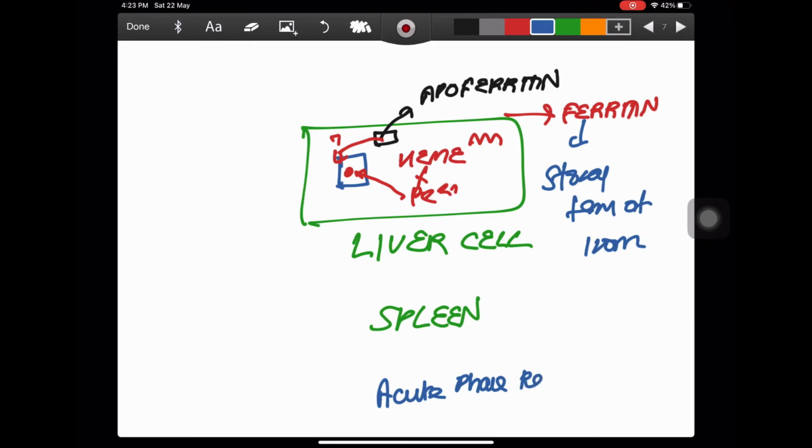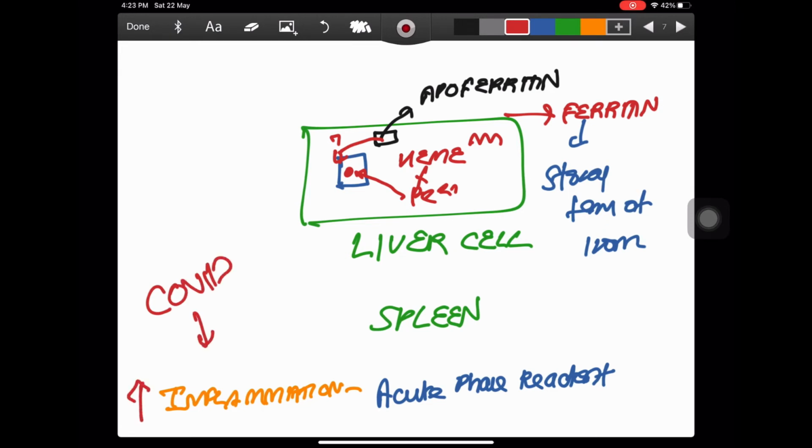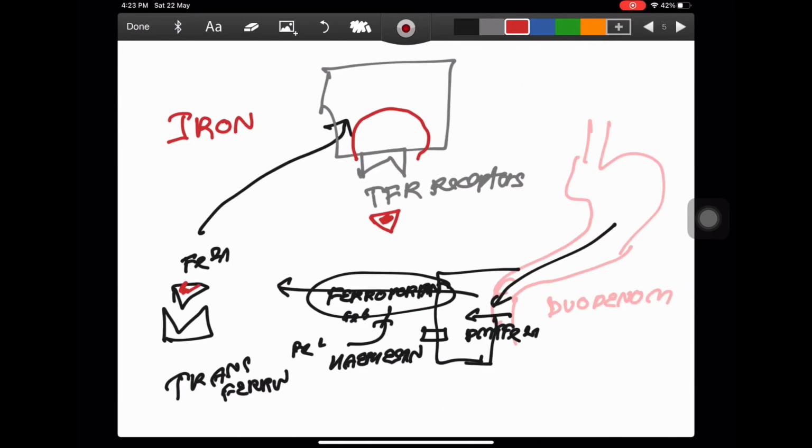Now this ferritin is an acute phase reactant. So what is an acute phase reactant? An acute phase reactant is a substance which is increased whenever there is inflammation. So what happens in COVID? In COVID, there is increased inflammation. So whenever there is increased inflammation, there is an increase in ferritin, so there is hyperferritinemia. This is the basic concept you all have to know.